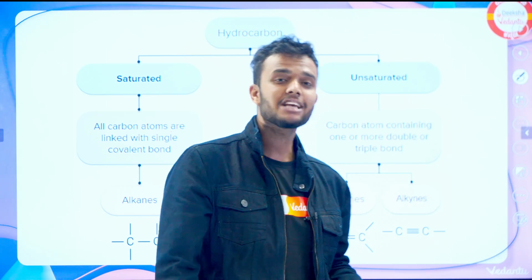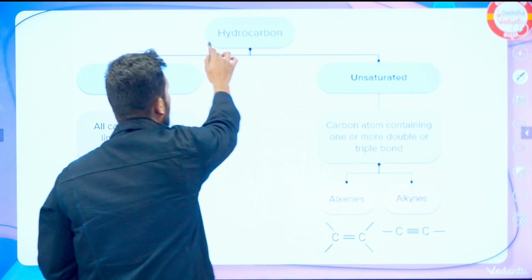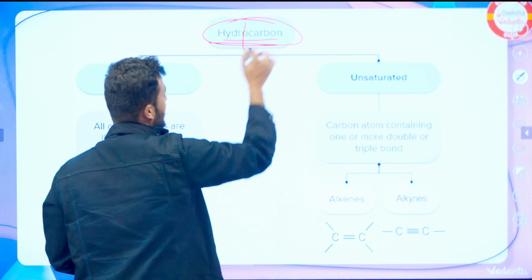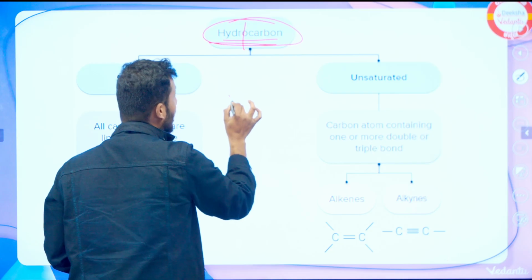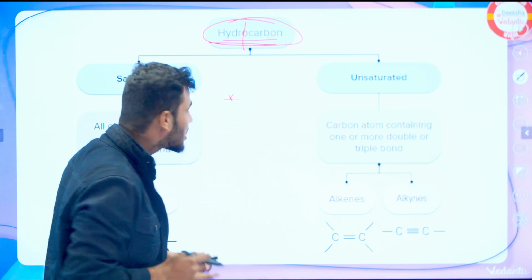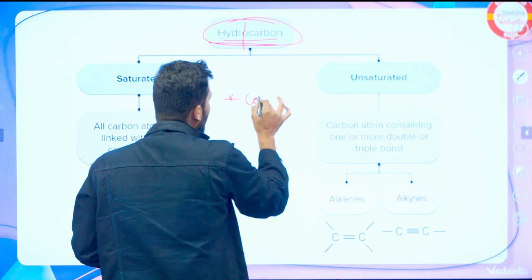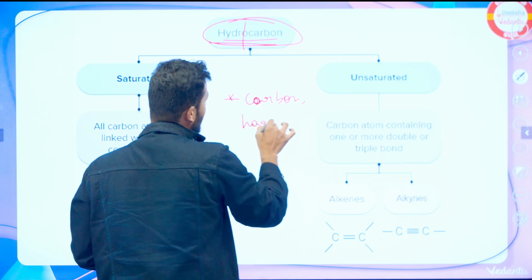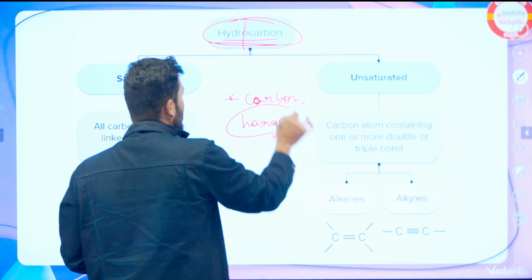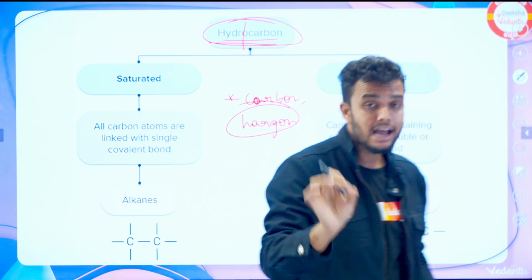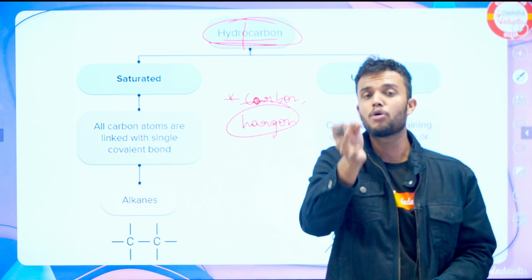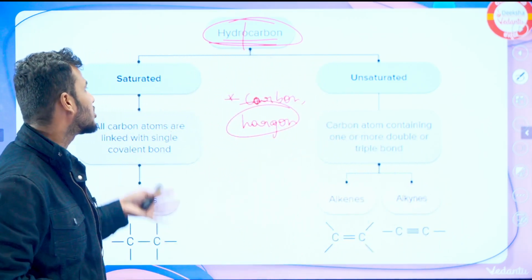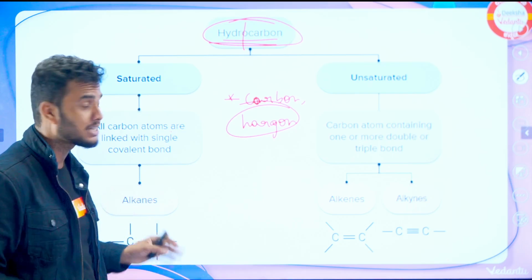Okay, students. Next, move on to a very important topic, hydrocarbons. What are hydrocarbons? The name itself indicates it. An organic compound containing both carbon and hydrogen. These compounds are called hydrocarbons. Only carbon and hydrogen. Every organic compound contains hydrogen and carbon, students. Very important. Okay, and hydrocarbons are divided into two parts.